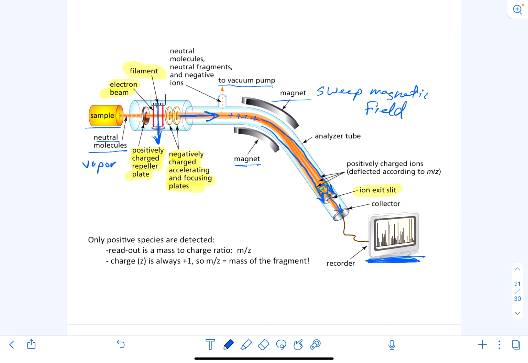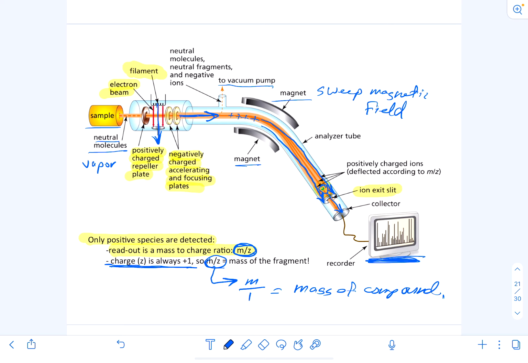A couple of important things to take note of. Again, we've mentioned this already, but only positively charged things are detected. And then the readout that we get on the spectrum is a mass to charge ratio, m over z. So this is important. This is actually the number that we're getting. It's a mass over charge ratio. In these types of experiments, since we're only ejecting a single electron from the compound, the charge is always going to be +1. So really what that means is if you take that mass to charge ratio, you're dividing by 1 always, you have mass over 1, which is equal to the mass of the compound.